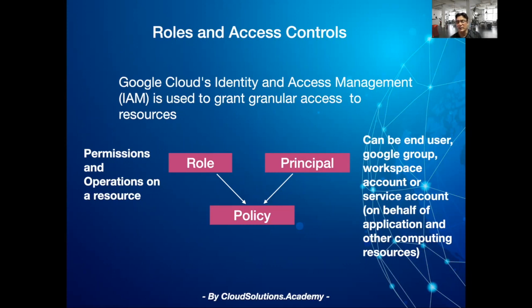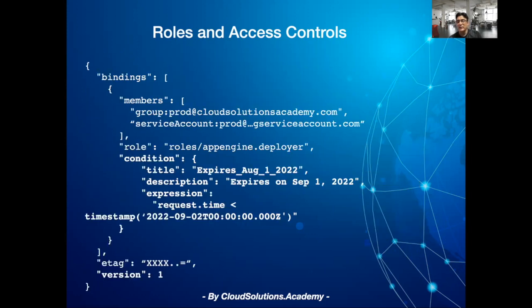And finally, we have the IAM policy, which is a collection of bindings which basically ties a principal to a role. And a binding can have conditions like an expiry date when the policy would not be applicable. So let's look at an example of a policy where we have a group and service account as members. The members are assigned the App Engine deploy role and a condition that the policy expires on September 1st, 2020.